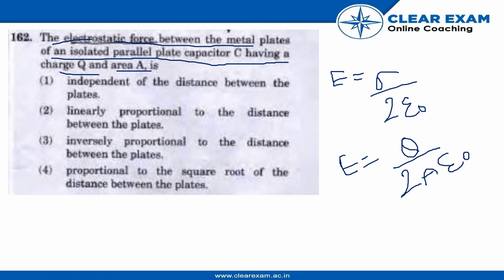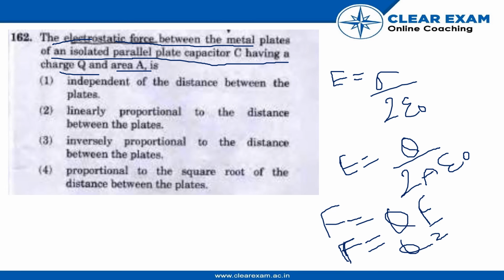So now the force on another plate, due to the first plate, will be given by F equals QE. And now F equals, as you already know the value of E, Q square upon 2 epsilon naught A.